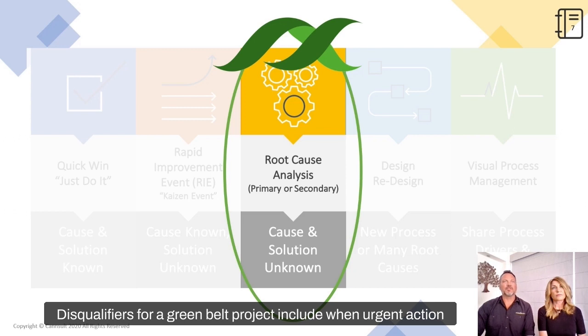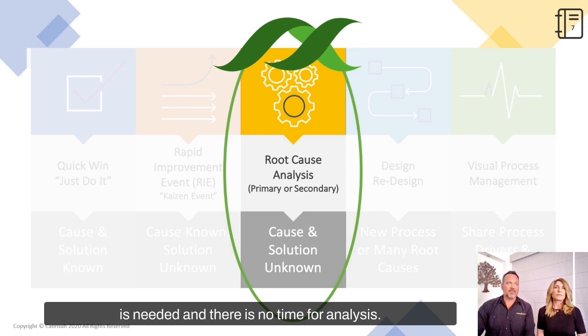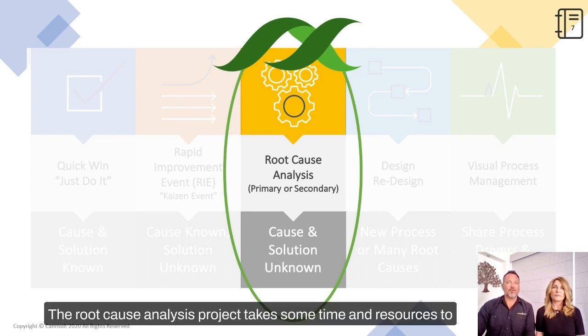Disqualifiers for a green belt project include when urgent action is needed and there is no time for analysis, when the root cause is obvious and the solution predetermined. For example, a piece of equipment or software is obsolete and there is a replacement already selected. And the last disqualifier is if there are low potential benefits. A root cause analysis project takes some time and resources to do it well. So we have to watch out for our project ROI, or return on investment, and make sure that the project is worth doing in the first place.